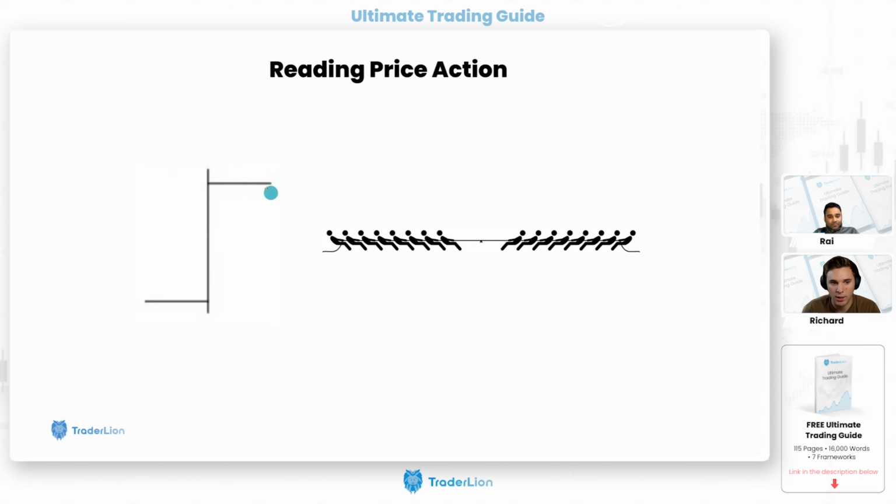That's what a lot of people call a hammer candle, right? And these names that we give candlestick patterns, they're not really important. What's important is the psychology behind the bar and interpreting that. And that's what I just went through.